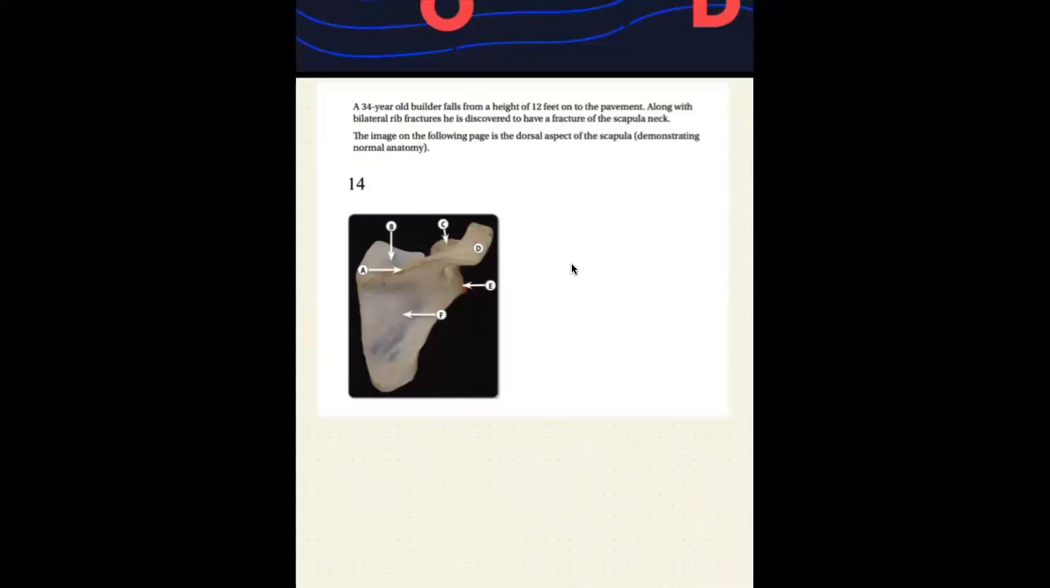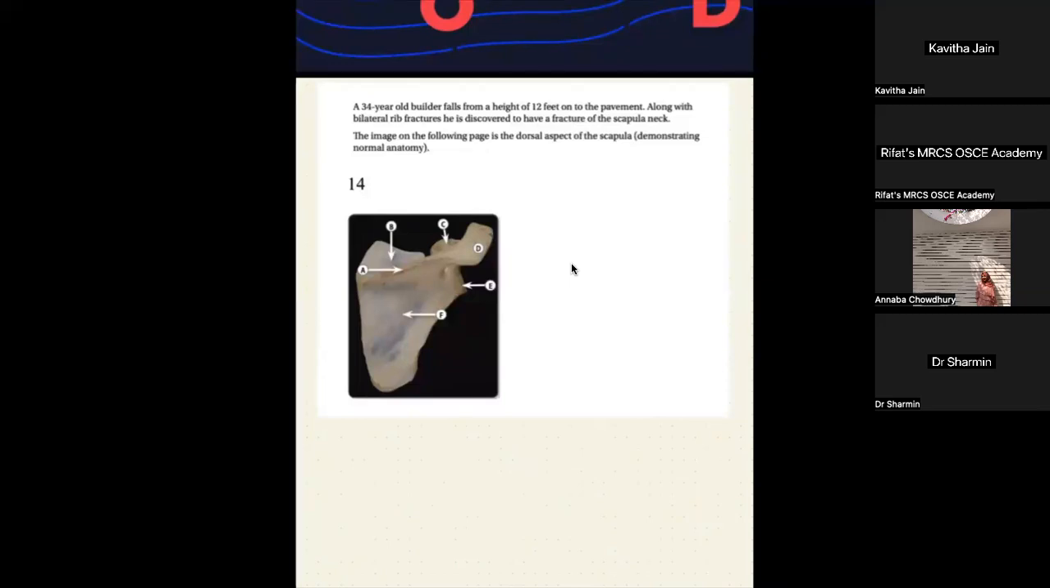Could you tell me which muscle is attached to the infraglenoid tubercle? Long head of the triceps brachii. And which one is attached to the supraglenoid tubercle? That will be the long head of biceps brachii. So could you tell me what are the rotator cuff muscles? Yes, there are four muscles: the supraspinatus, infraspinatus, teres minor, and the subscapularis.